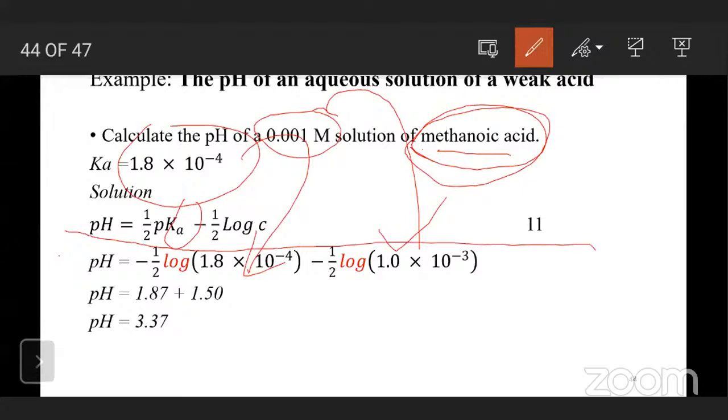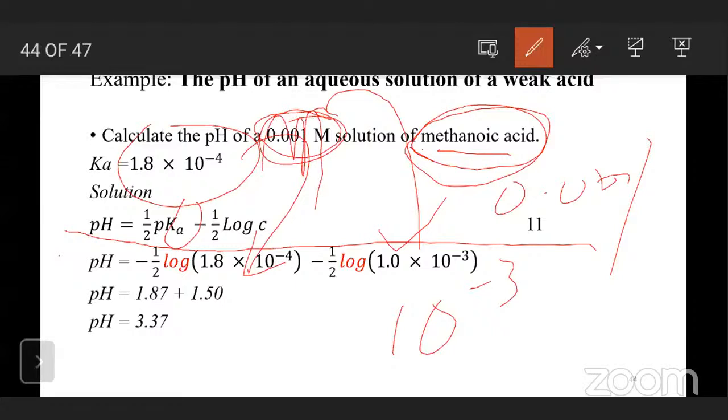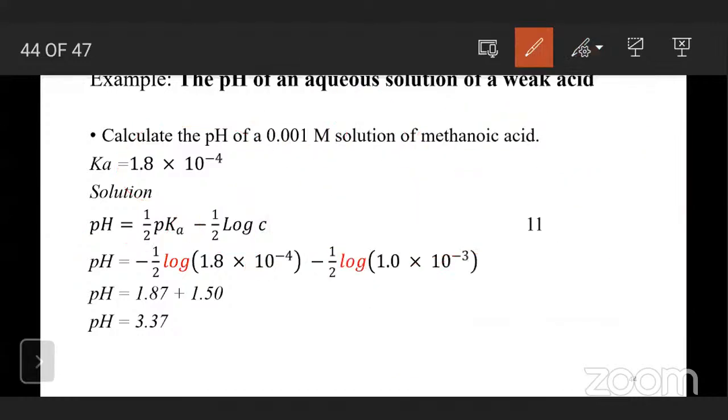All right. So let's consider this very well. So you put the concentration, this 0.001. If you convert this one to indices form, you have 10 raised to power minus 3. You know how to do that. Just start shifting decimal points and all those things you did in primary school, maybe secondary school. Then you have 10 raised to power minus 3. And that's all we have put into this equation 11. If you press your calculator very well, you will get pH equals 3.37.